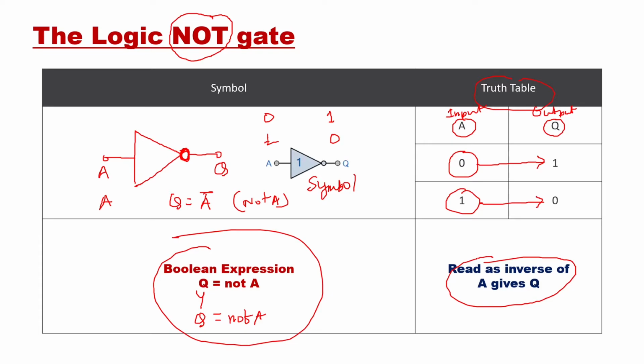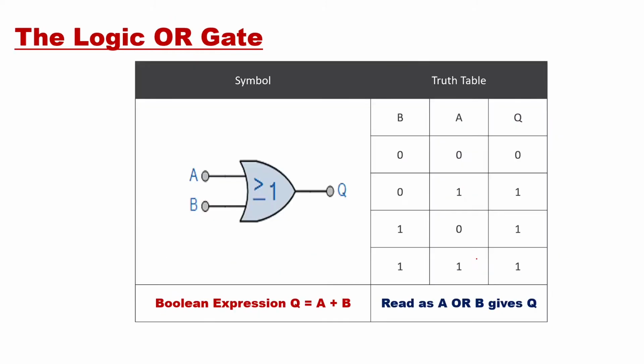Then we'll go to one more basic gate, which is called the OR gate. Here you can see the symbol of the OR gate. This symbol shows that whatever inputs you have, if any of the inputs is high, the output will be high. Now what does that mean?